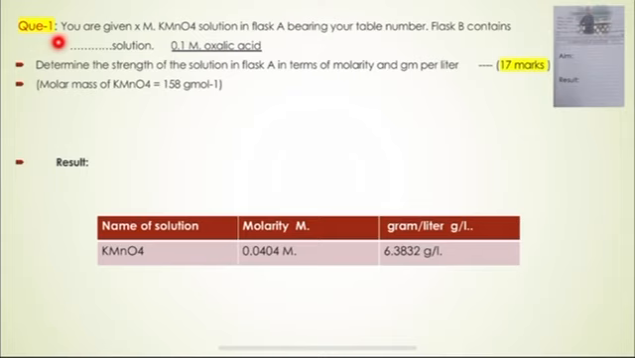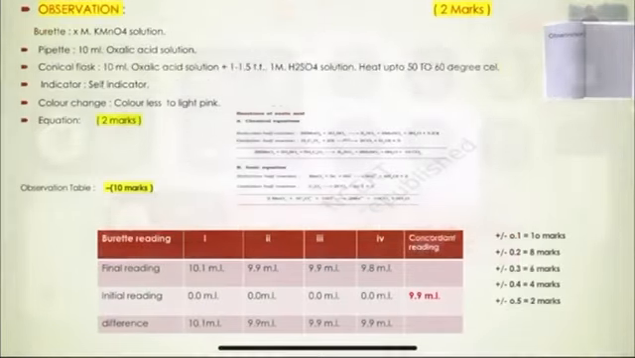Question number 1. Aim. You are given X molar KMnO4 solution in flask A bearing your table number. Flask B contains 0.1 molar oxalic acid solution. Determine the strength of the solution in flask A in terms of molarity and gram per liter. Molar mass of KMnO4 is 158 gram per mole. And then you have to draw the result table, and after getting the values of molarity and gram per liter, you will write them here.